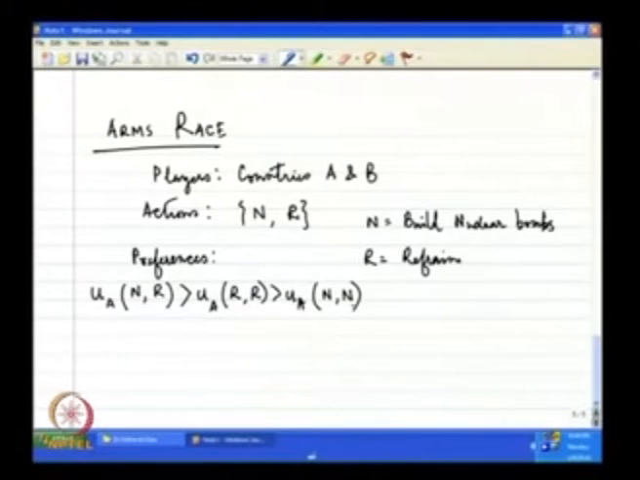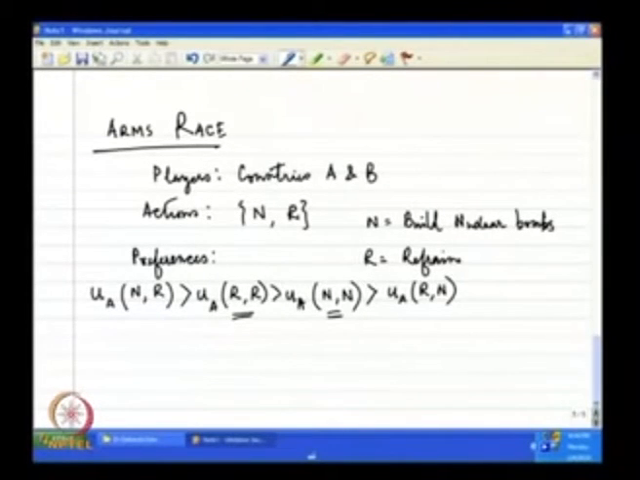Third best is NN, that is both of them have built nuclear bombs. Here you see there is no tactical advantage in either of these cases, but NN is worse because you have spent your resources. And the last is RN, where I have refrained from building nuclear bombs. Now, if I have, then obviously I am saving on the resources. But what about the disadvantage?